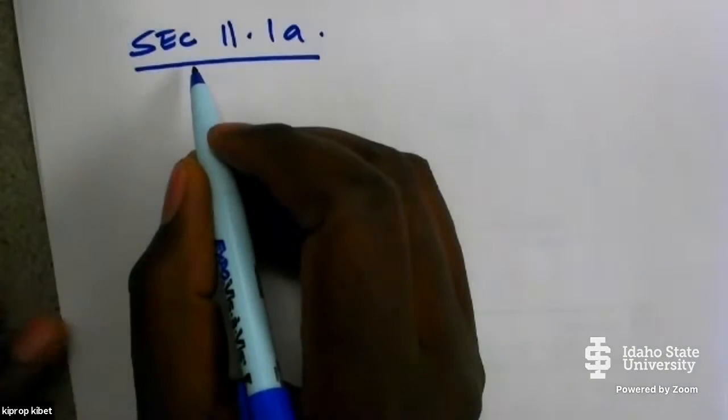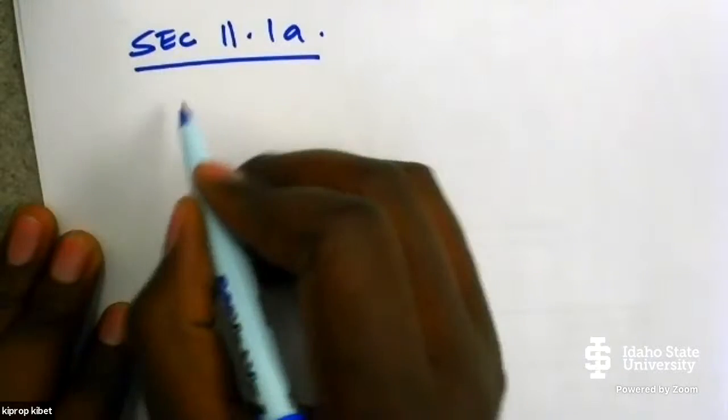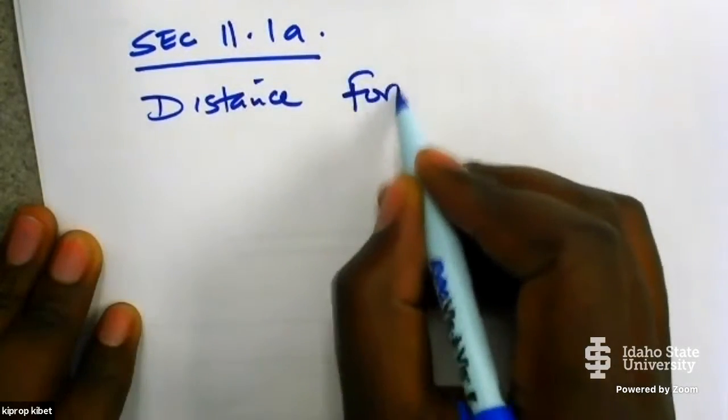So we tried to finish chapter 11. So we can go through the one which did not finish. So we can start from section 11.1, which is the distance formula.